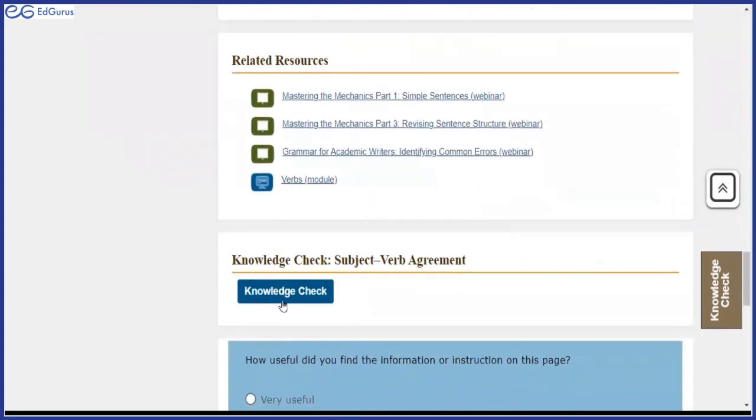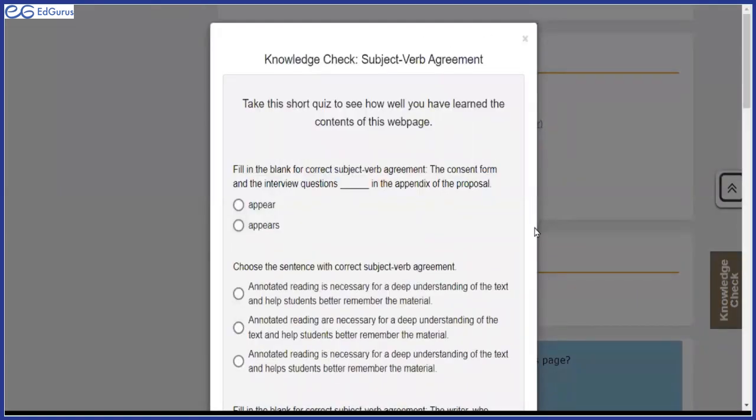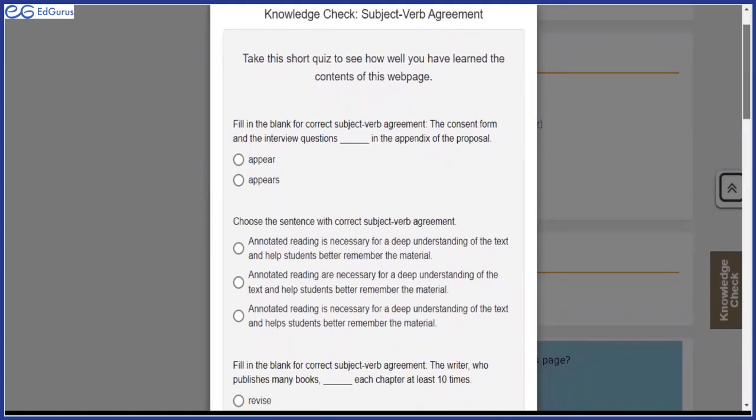Here at this link, when you go, you should see here: Knowledge check. You will click here. You will get the test. Right? It is a short quiz, just to test what you have understood. Fill in the blanks for correct subject-verb agreement. The consent form and the interview questions ___ in the appendix of the proposal. Appear. Right?